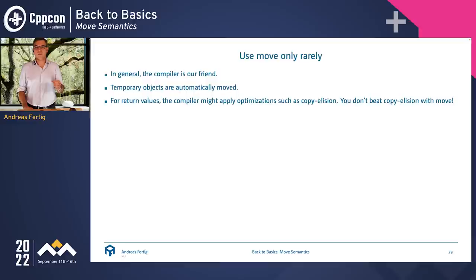So for return values, the compiler might apply optimizations such as copy elision. You don't beat copy elision with move. Don't move return values. There are only a few instances where it's the right thing to do, but as a general rule of thumb, stay away from doing that. You will make it worse. Compilers' optimizations are much better than move can ever be. Because in a lot of cases, that means that you don't get a copy, that you don't get a move. In case of return value optimization, the value will end up in the final location and be constructed there. And move doesn't beat that.